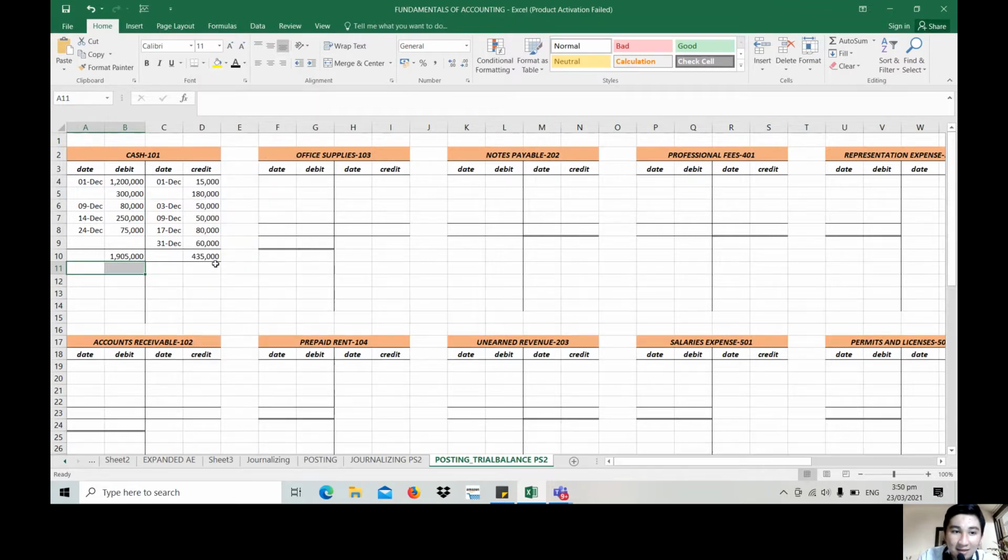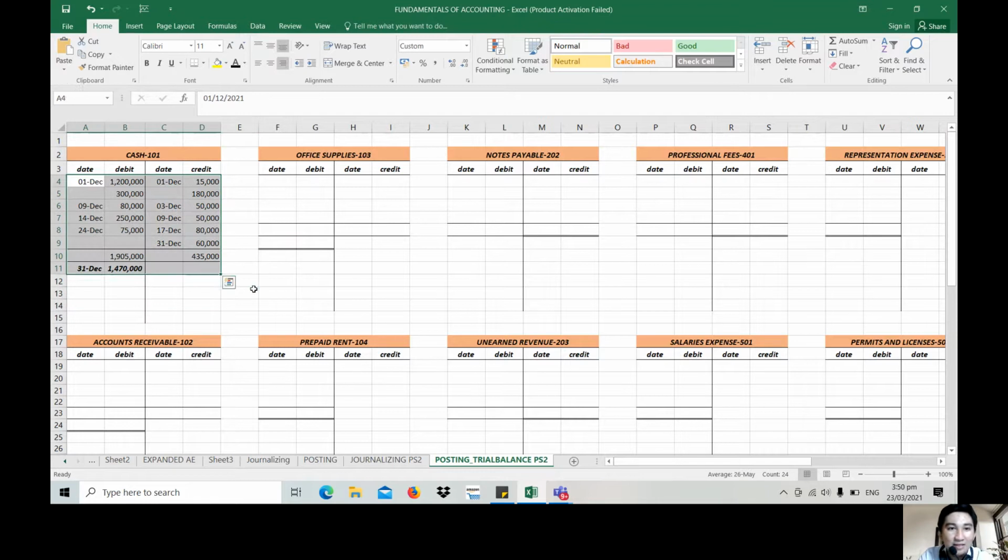Okay? So, since asset ito, ang normal balance talaga ng cash is debit. It means kapag debit ang normal balance natin dito sa cash, mas nag-exceed yung cash natin, ay yung receipts natin or nakuha nating pera or natanggap kaysa sa expenses natin. So, i-deduct natin yung both sides. Okay, debit minus the credit. So, therefore, the balance is 1,470,000. So, on December 31, the balance here is 1,470,000. Okay, so there you have it.